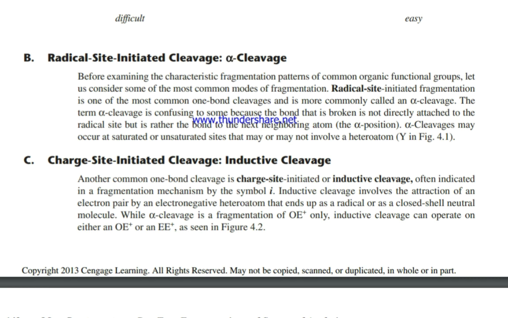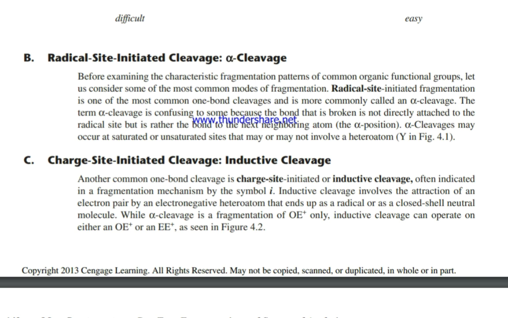Next is the charge site initiated cleavage, which is known as inductive cleavage. It is a heterolytic type of cleavage, and it is usually represented by a double-headed arrow. In this cleavage, a whole electron pair is attracted by the heteroatom present in the molecule, and if the heteroatom is not present, then the single or double bond will shift their whole electron pairs to the other carbon atom, and we end up with a radical and a neutral molecule at the end of the inductive cleavage fragmentation.